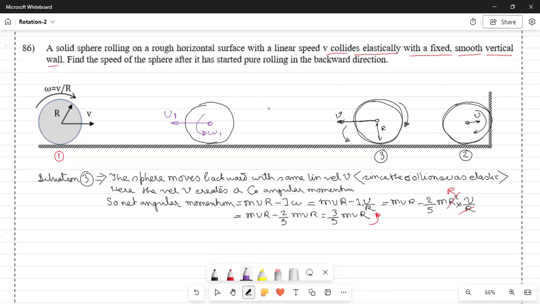In between there was a point when it had only a linear velocity and no angular velocity. That means when the two initial angular momentums just cancelled each other. And because of this, the linear velocity has a torque, it will create a new angular velocity omega 1.